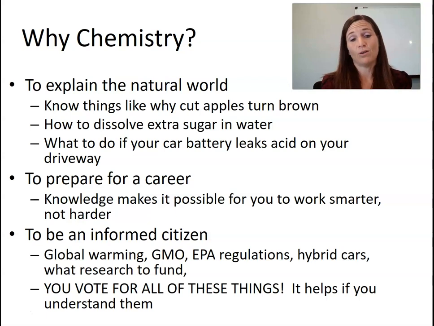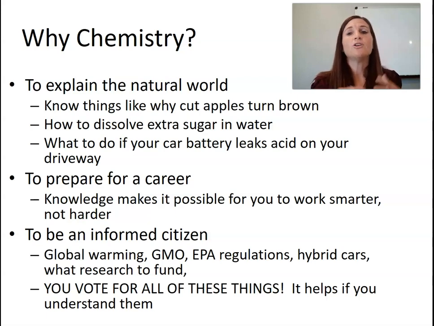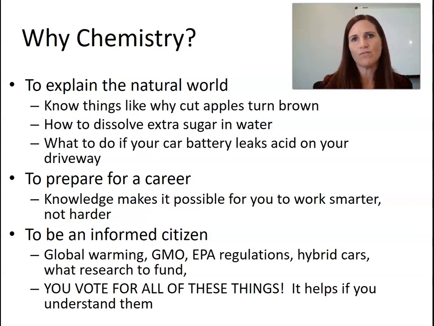you guys are going to vote. You're going to vote on global warming, on whether or not GMOs should be allowed. You're going to have to weigh cost and benefit. If we use more genetically modified organisms, we can have more food for people, but maybe that food is less healthy for them. Which one do we do? Do you keep your EPA regulations? Do we use more hybrid cars? What do we do with the batteries after those hybrid cars are done? What do we do with them?